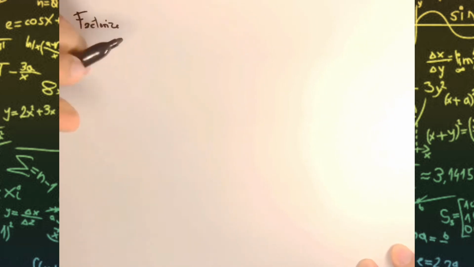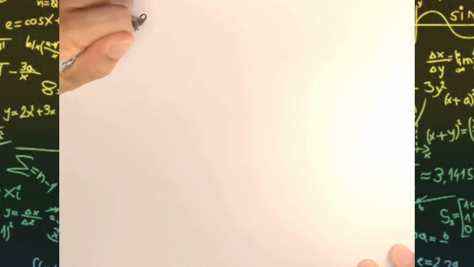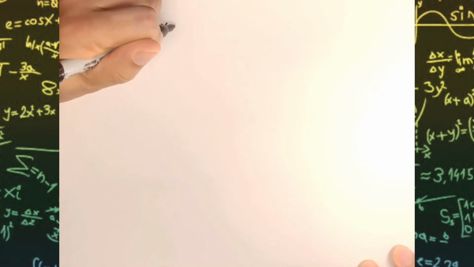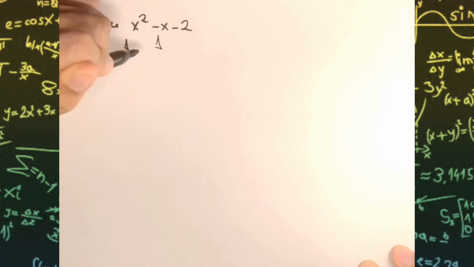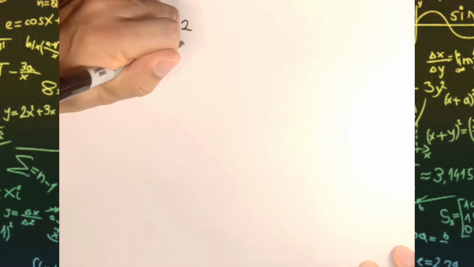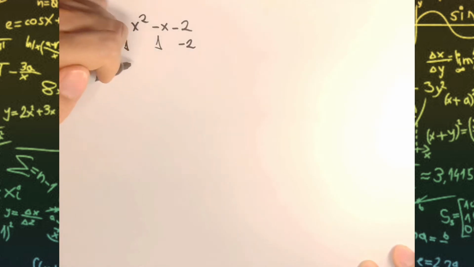as in factorizing the polynomial that we have, x squared minus x minus 2. Coefficient is 1. Coefficient here is minus 1. And coefficient here is minus 2.